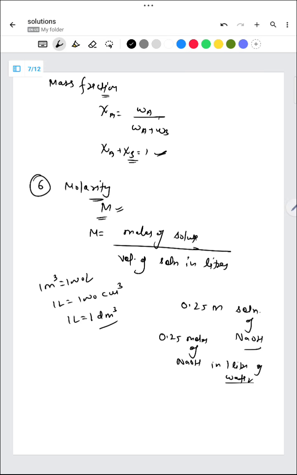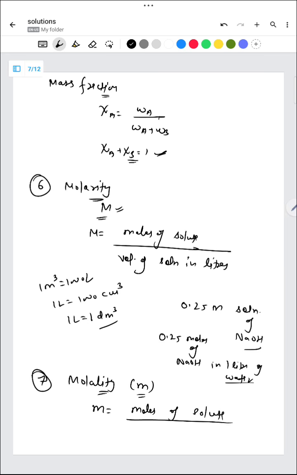Now the next concentration term is molality, and we denote it by small m. We express molality as number of moles of solute divided by mass of solvent in kg.